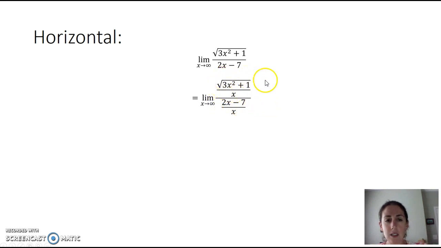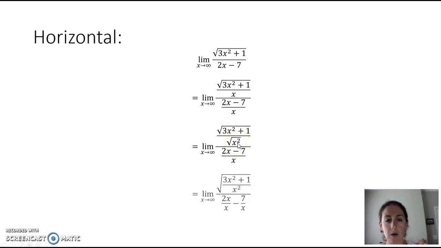But notice this is the square root. So I'm going to rewrite x as a square root, which would be the square root of x squared. And now a square root over a square root, now I can tuck that into one square root here. And so then we can separate here, like we did down here. We divided both of these by x. We'll divide both of these by x squared.